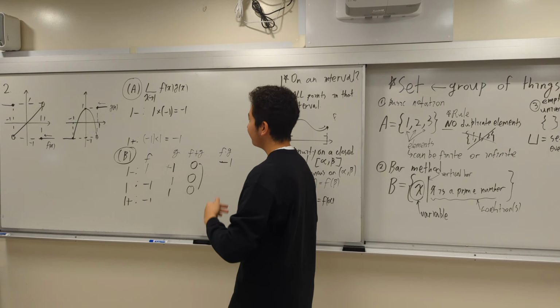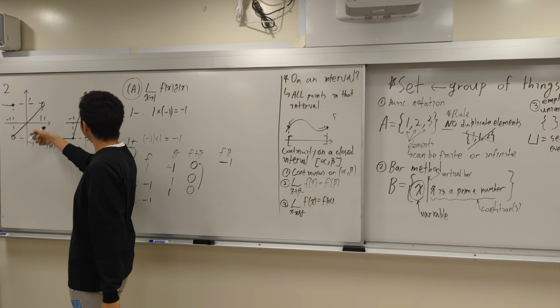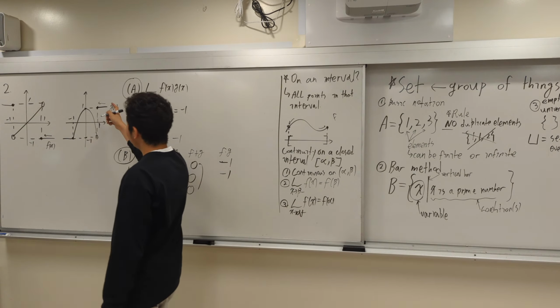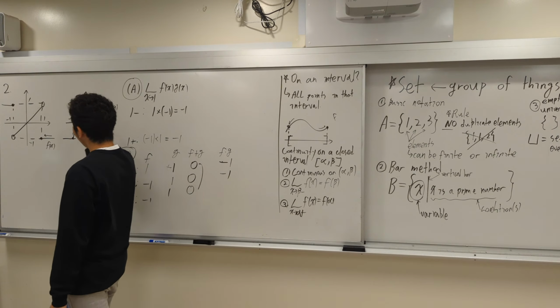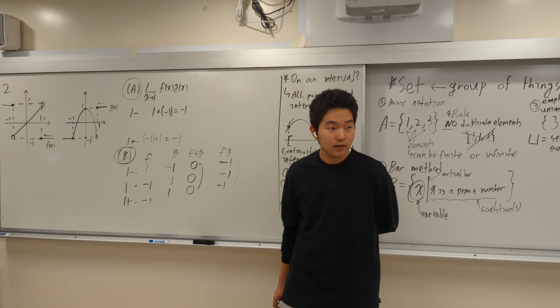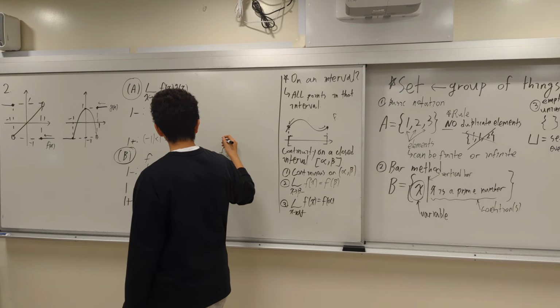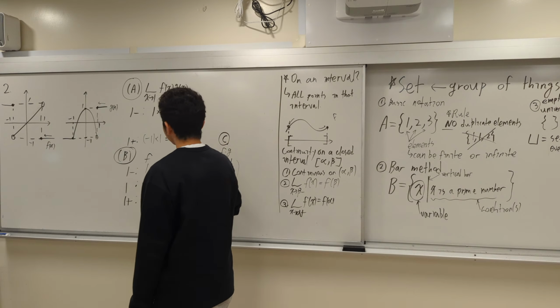How about the function value? 1 times -1 times 1, that's -1. And at 1 plus, it's what? -1 times 1, so that's also -1, right? Do they all equal each other and exist? Yeah, right? -1, -1, -1, they all equal each other and exist, so C is also true.